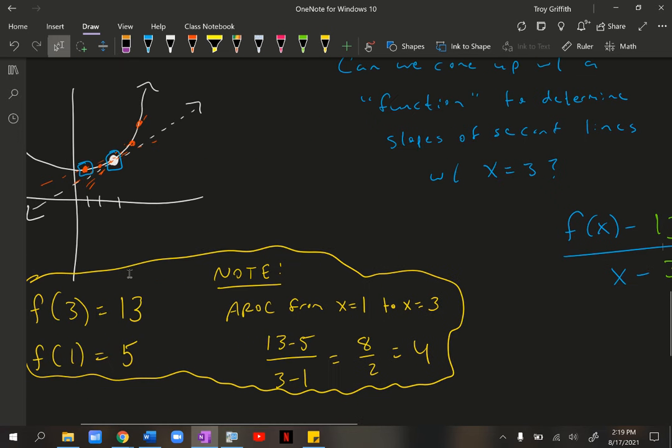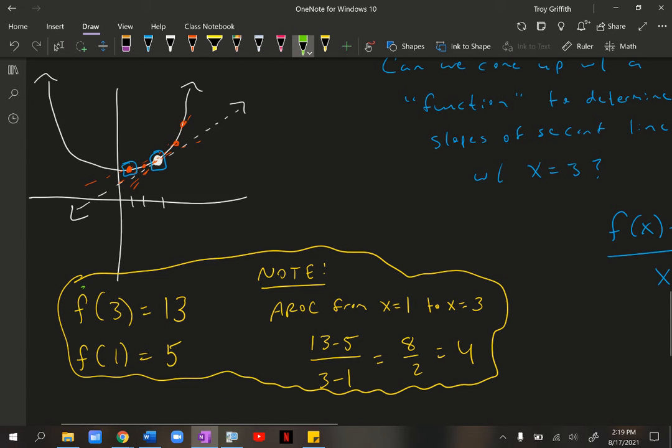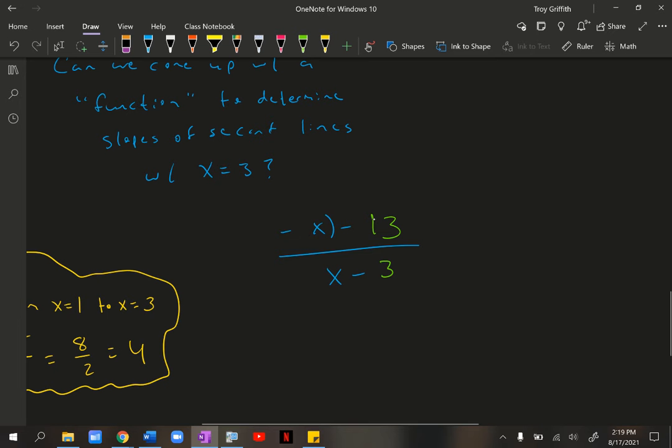Okay, so I determined that right here. Now the function itself, f of x, is x squared plus 4. So I could go ahead and plug that in right there, and this should give me a formula for the average rate of change between any 2 points in time.